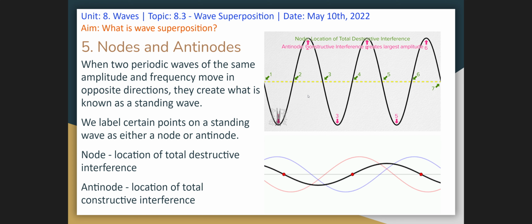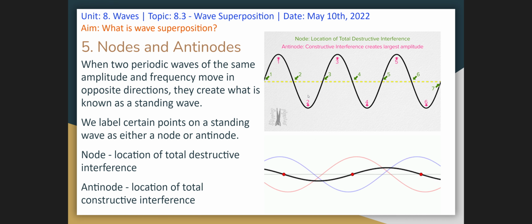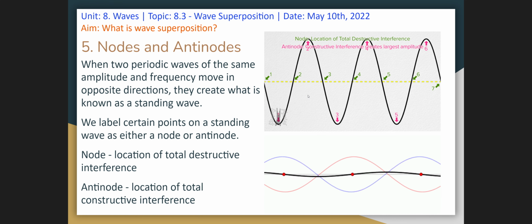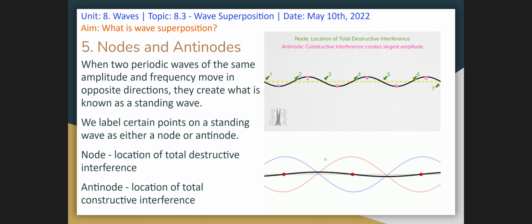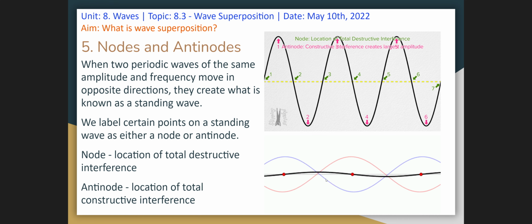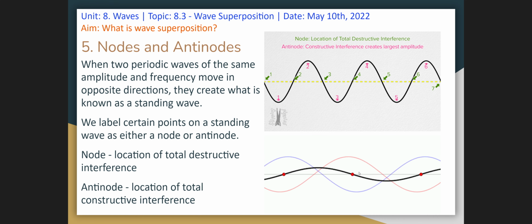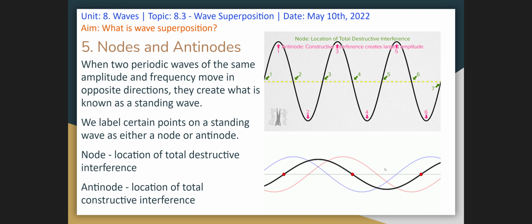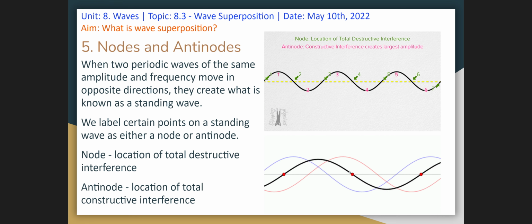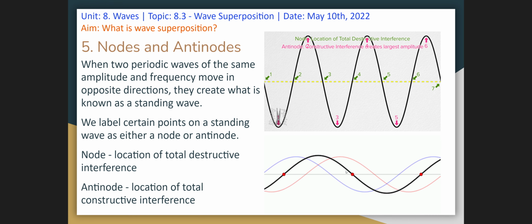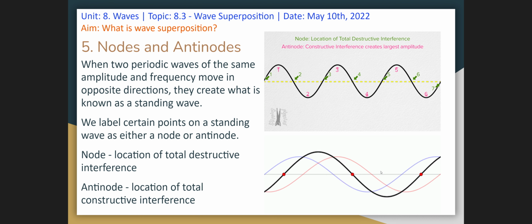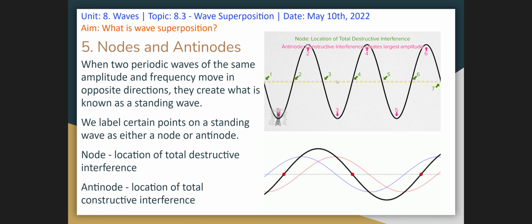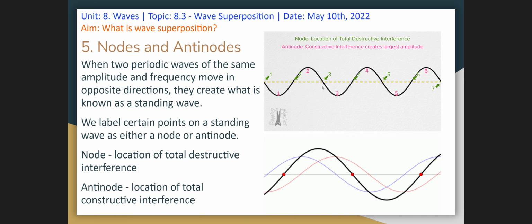What's being shown here is something called standing waves. Let's look at the bottom here. Standing waves occur when two waves are moving in opposite directions, as indicated by the red and blue lines on the bottom, with the same amplitude and the same frequency. When that happens, you see a standing wave as shown in the top GIF.